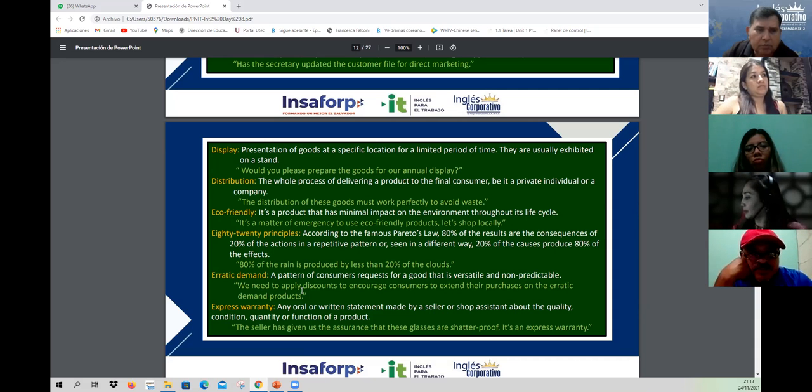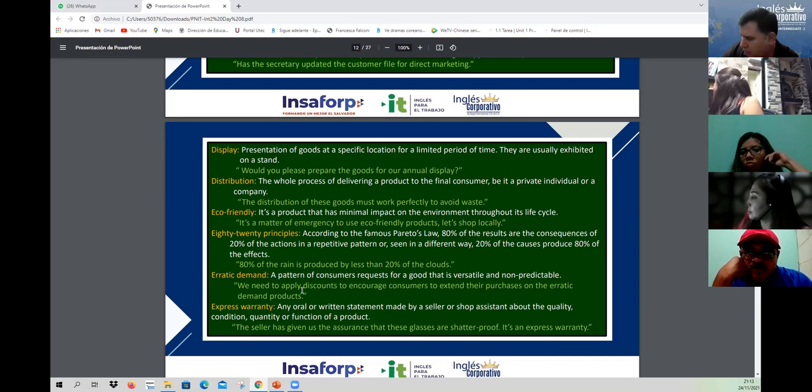Express warranty. Any oral or written statement made by a seller or a shop assistant about the quality, condition, quantity, or function of a product. The seller has given us the assurance that these glasses are shatterproof. It is an express warranty.